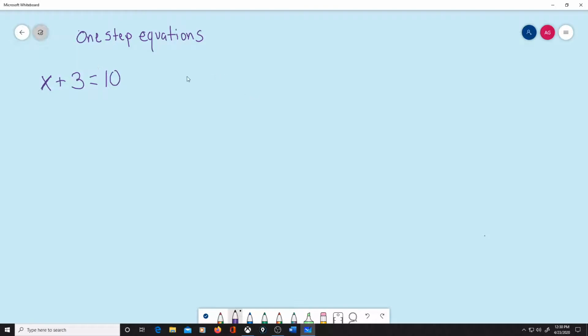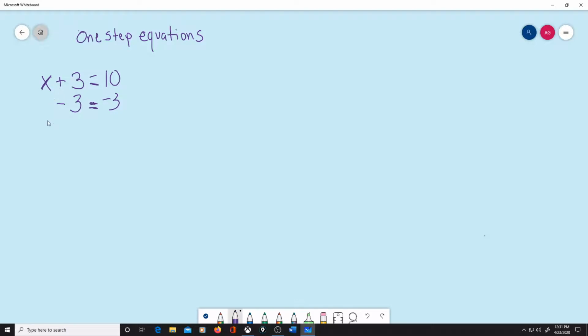So if we remember correctly, if we're talking about a variable being added to and equal to something, if we want to get this variable by itself, which is what we want to do in one-step equations, then we're going to want to subtract this 3 from this side of the equation. Now, like the balance, like a scale, if we do it on one side, we have to do it on the other side to keep it even. If you remember, the equal sign is like the middle of our scale. It's going to hold the balance for us. So if I take away 3 here, I'm going to take away 3 here.